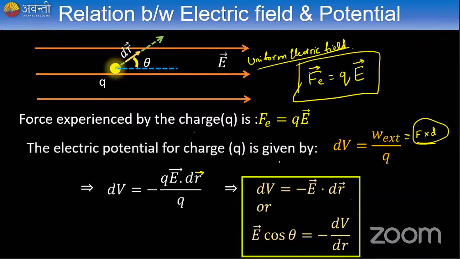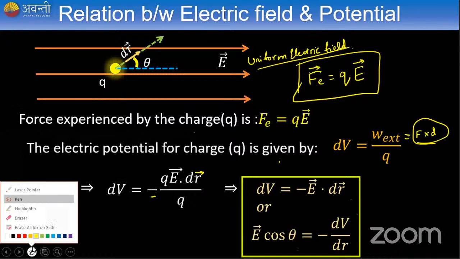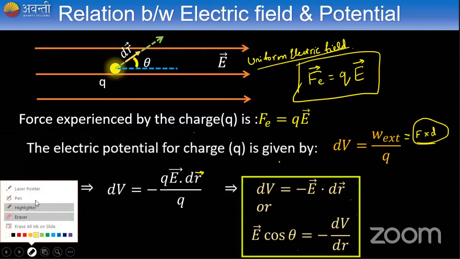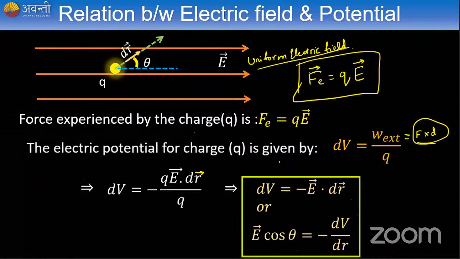So my change in potential energy. In which direction was my external force? Why is there a negative sign here? From where did we get the negative sign? Yes, in the direction of the electric field. Okay, we'll come to that conclusion. So I got this negative sign.